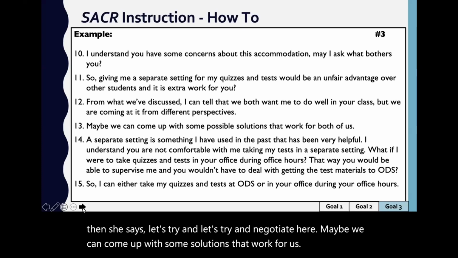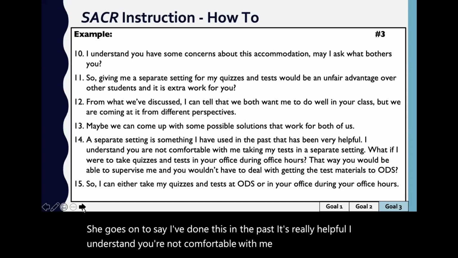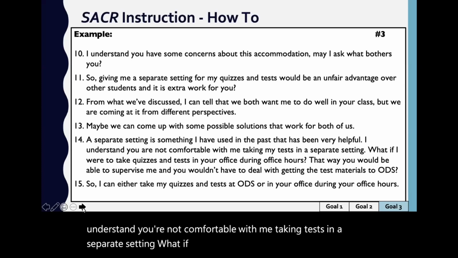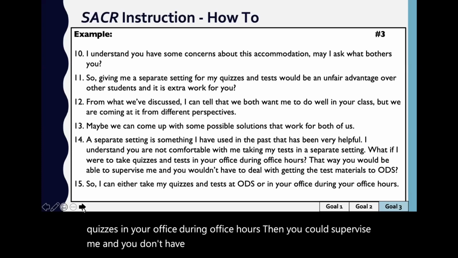She goes on to say, I've done this in the past. It's really helpful. I understand you're not comfortable with me taking tests in a separate setting. What if I take your quizzes? What if I take the quizzes in your office during office hours? And then you can supervise me and you don't have to deal with getting everything to ODS.